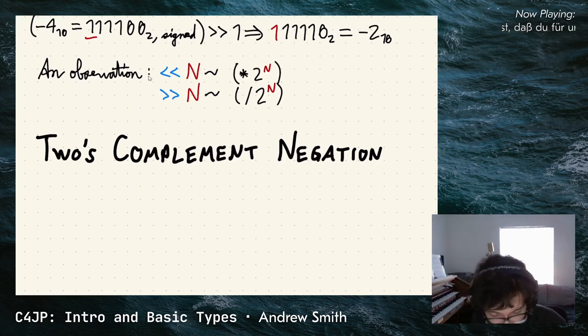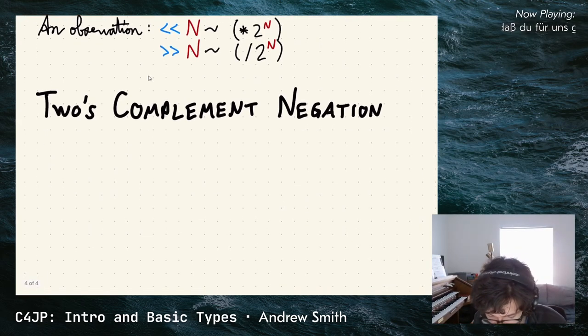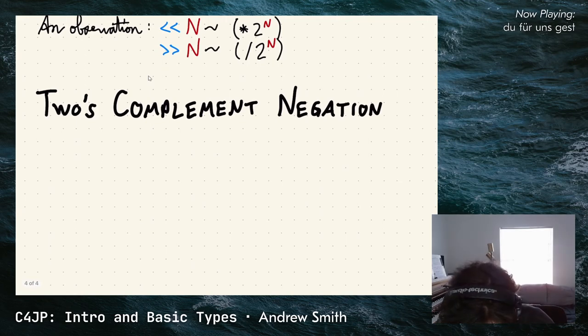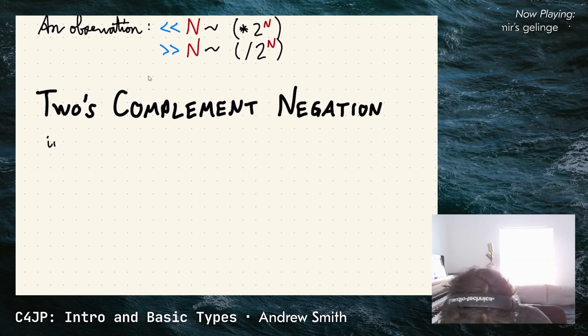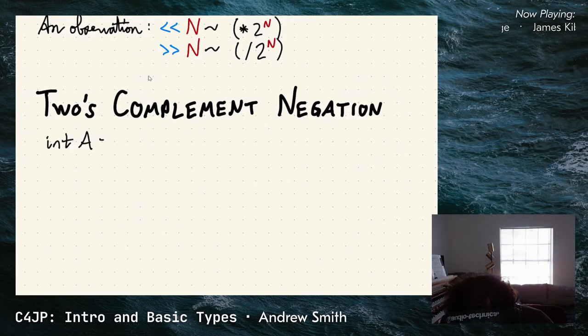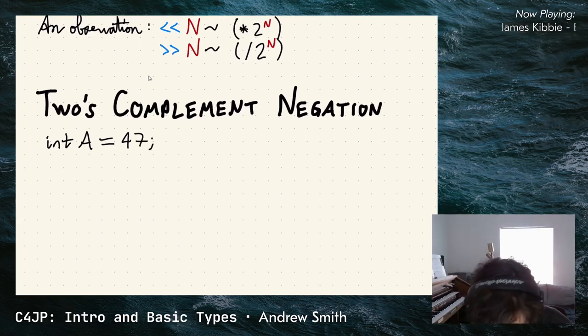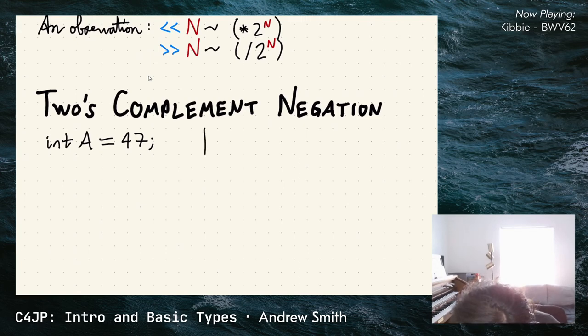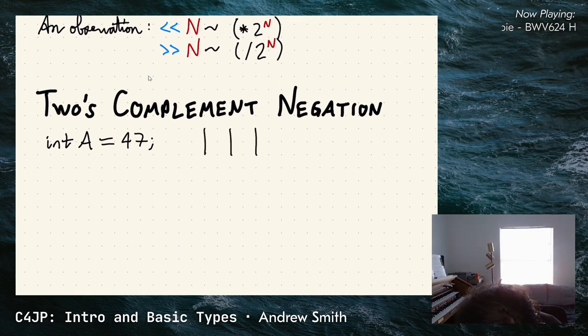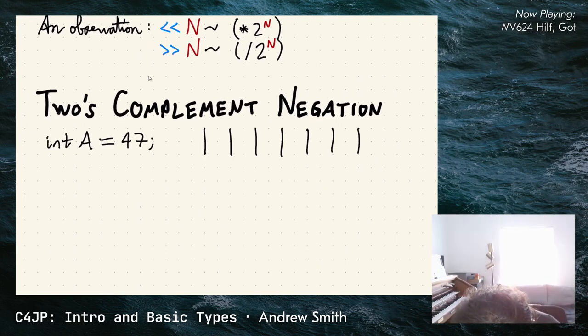So in order to negate a number in 2's complement, let's say that I have an integer called a, and a has a value of 47. Let's go ahead and write that out in binary, just while we're here.